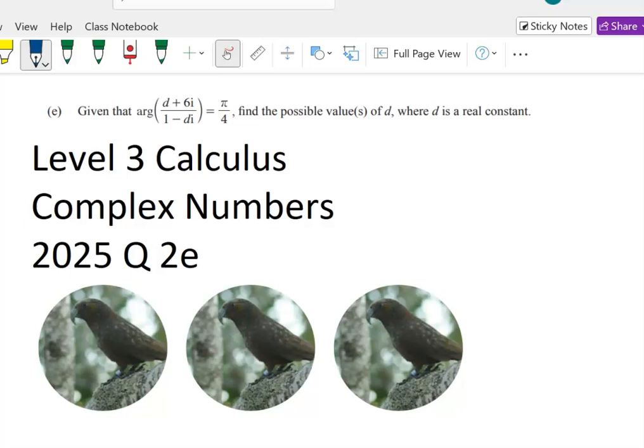Kia ora, here's another video from this year's Level 3 Calculus papers. I've picked out a complex numbers one now, and I think this is an excellence question. I think it's a reasonably easy excellence question, definitely compared to the integration one that I did earlier tonight.